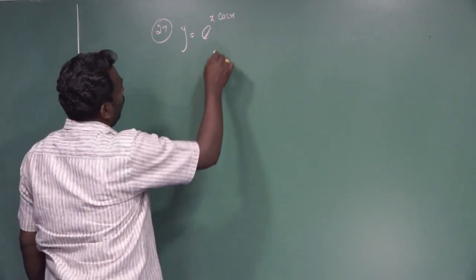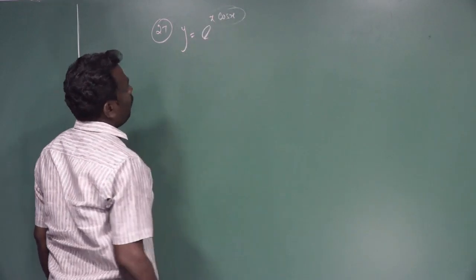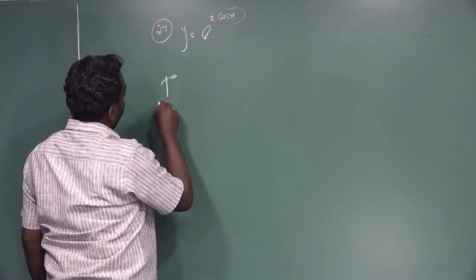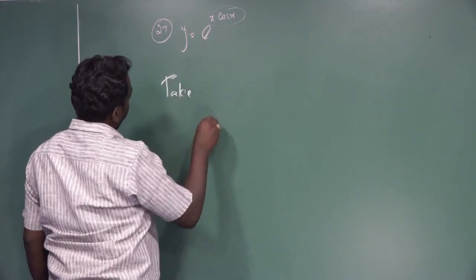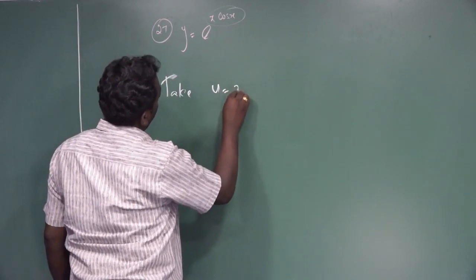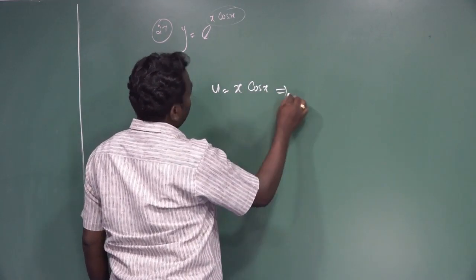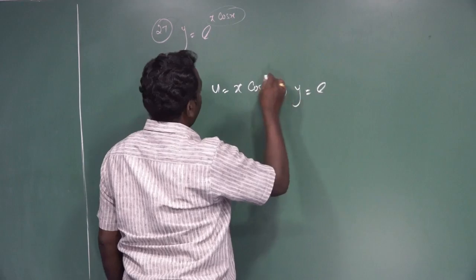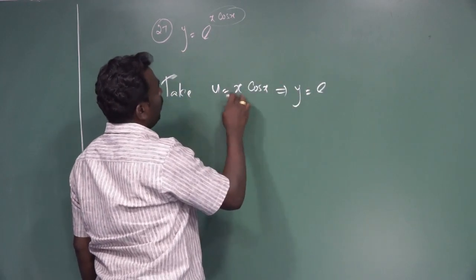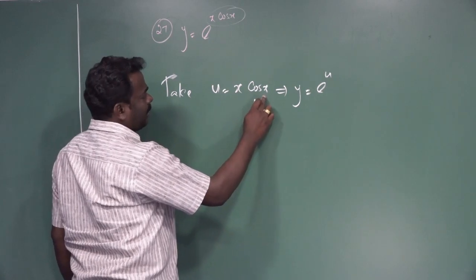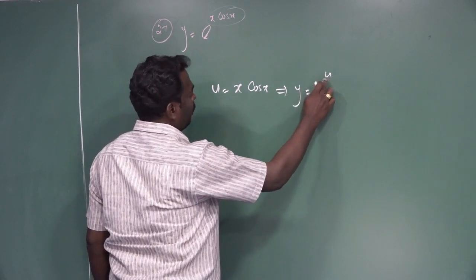The next question, number 27: y equal to e power x into cos x. Now apply the chain rule, and first we consider the power term as equal to u. Take u equal to x into cos x, and that implies y is equal to e power this total term, which is u; therefore e power u, a function with respect to x, and y a function with respect to u.